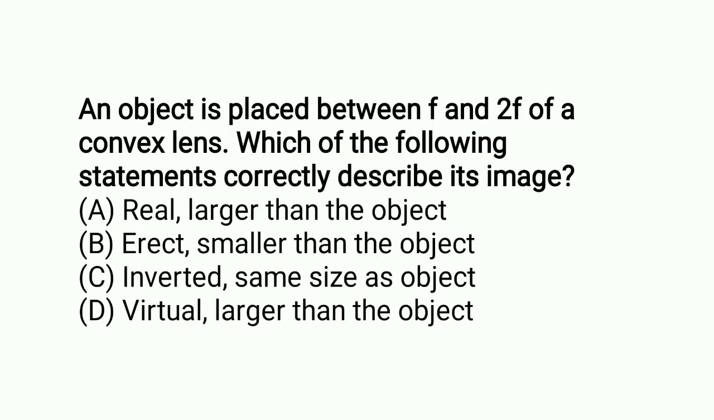So next question. An object is placed between f and 2f of a convex lens. Which of the following statements correctly describes its image? So as I explained in the previous question, when the object is between f and 2f, the image is going to form behind the center of curvature 1 and it is real and inverted, okay, and it is enlarged. So just check out in the options: option A, that is it is real, larger than the object. So option A is the correct answer.